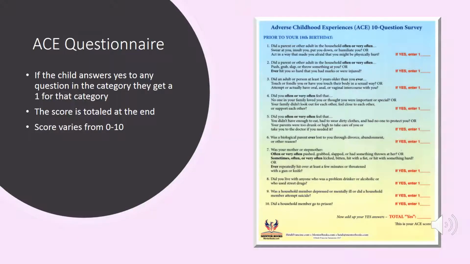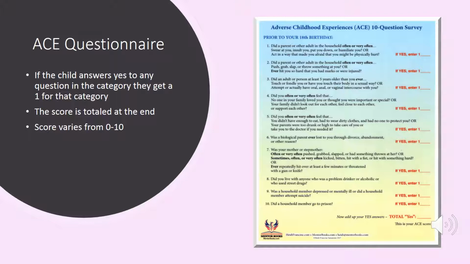There are many different questionnaires that screen for ACEs in adults and children. The patient will get a survey of yes or no questions, and they'll get 1 point for each category that they answer yes to. So the survey can score from 0 to 10.